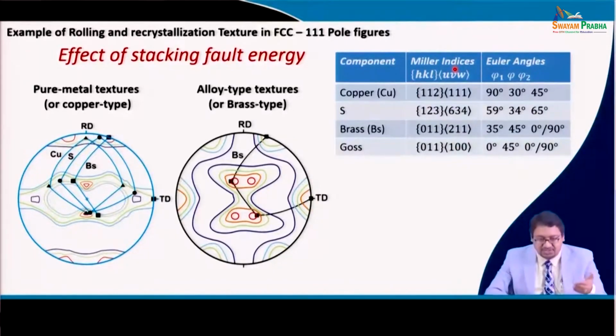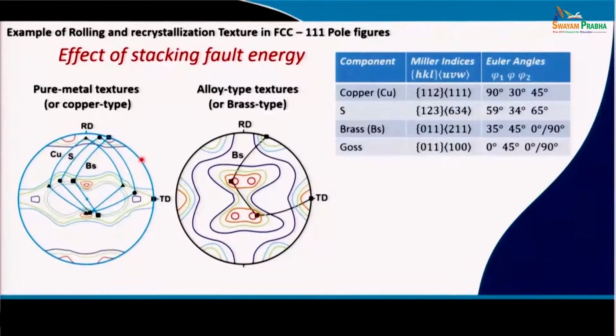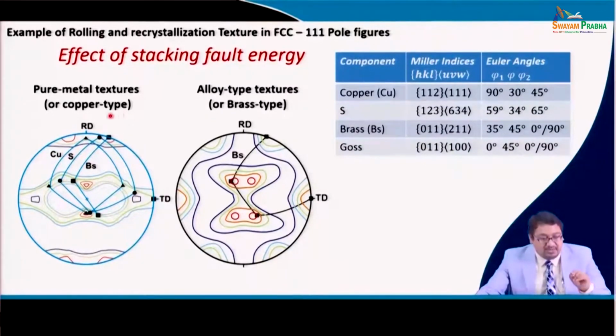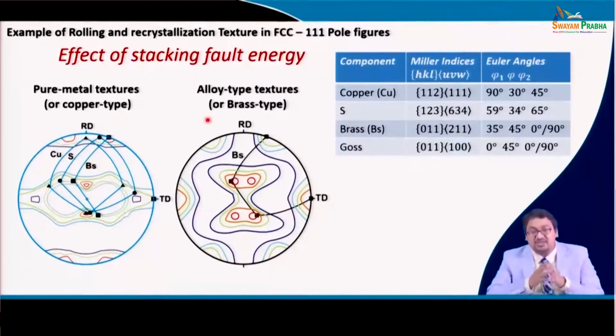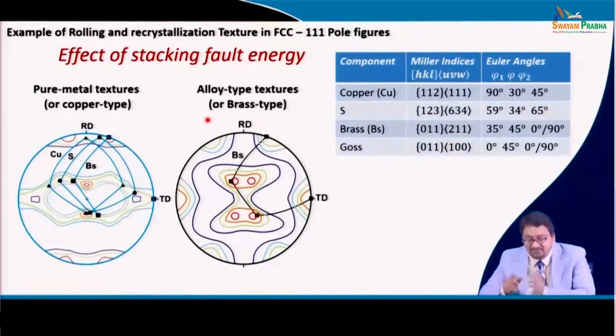Now, these texture could be represented using the Euler space, and this texture is more easily represented using the orientation distribution function. And here, in the next slide, I am showing the texture, the ODFs, that is phi 2 equal to 0 to 90 degree section for both the high stacking fault energy material, that is copper type texture, and low stacking fault energy material, that is the brass type texture, in terms of phi 2 equal to 0 to 90 degree ODF sections.